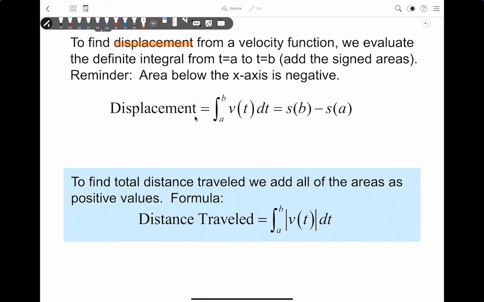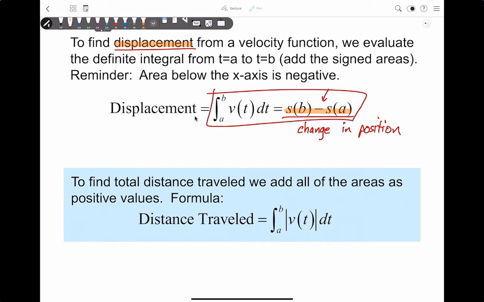For instance, displacement. We've heard the word displacement for a while now in calculus, and it is the change in position. So when I see the word displacement, I'm going to think change in position. Okay, change, which is that subtraction sign, in position.